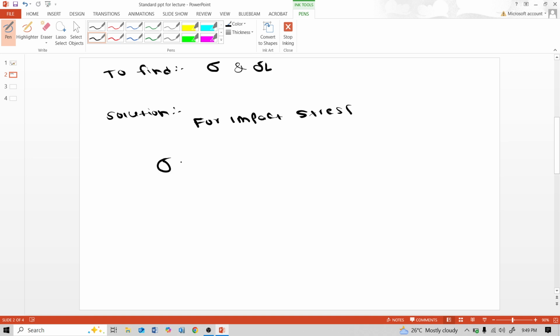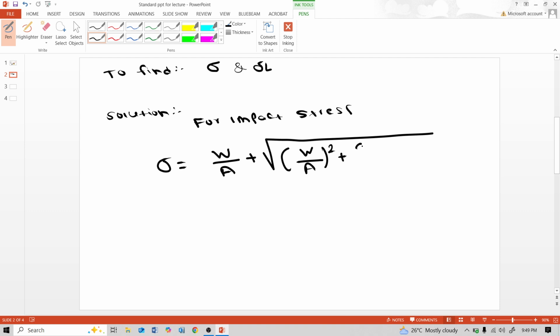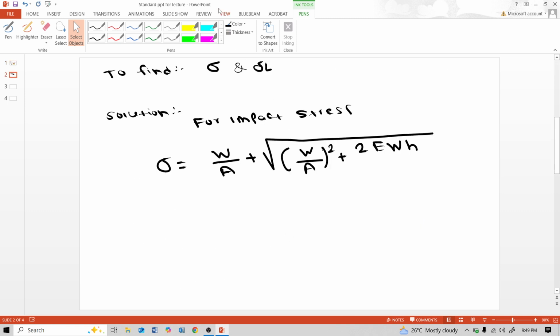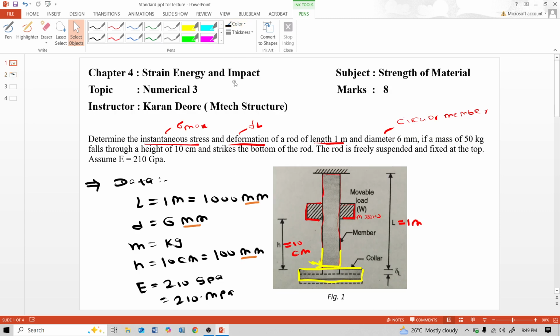Impact stress formula is sigma is equal to load upon area plus under root of load upon area square plus 2 modulus of elasticity multiplied by load and multiplied by height, height is this small h, upon area and length, and this area is this member area.